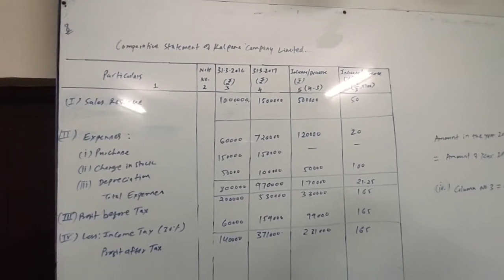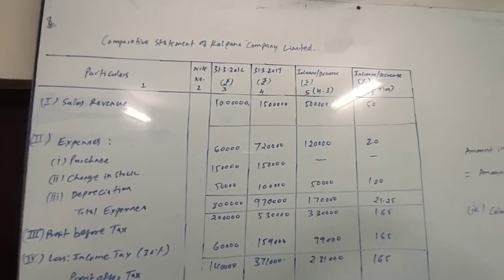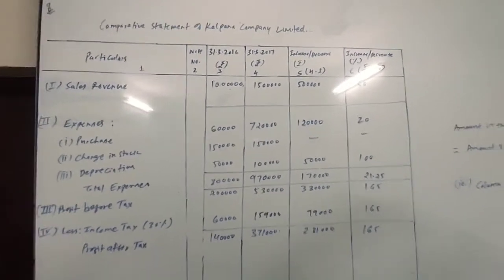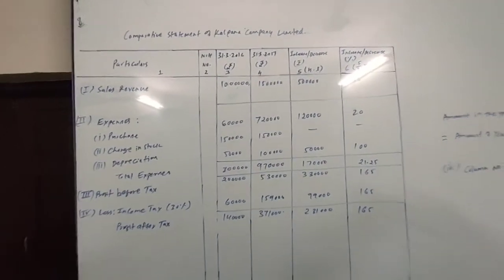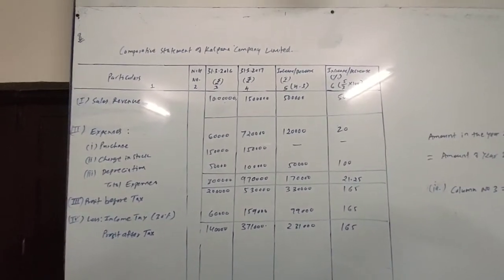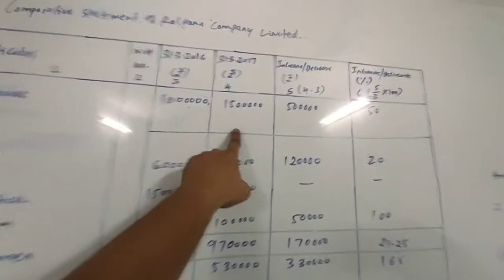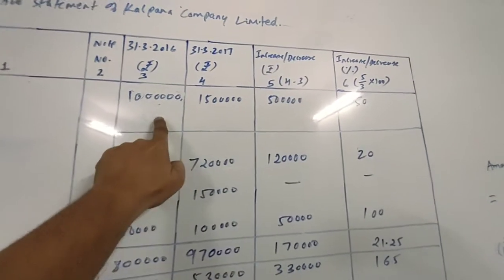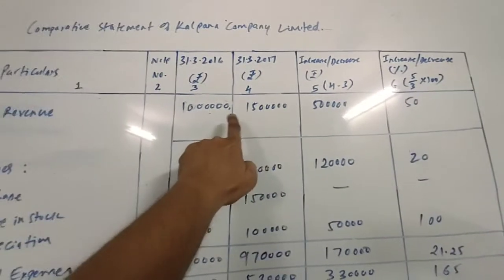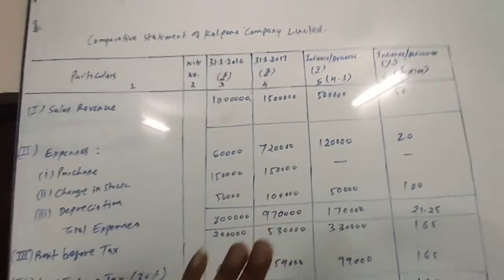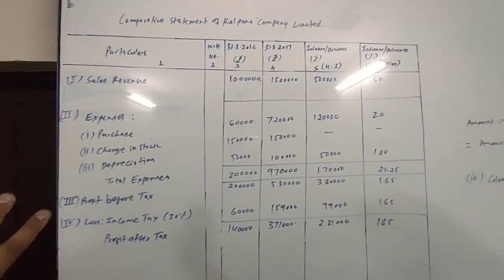Now this is the solved sum, comparative statement of Kalpana Company Limited. Now friends, first of all, sales revenue is given. Sales revenue of 2017 is given as 15 lakh, and the increase is given as rupees 5 lakh. 15 lakh and 5 lakh, and this amount is missing. So this we will find: 15 lakh minus 5 lakh, 10 lakh. Simple. And then the percentage is already given, so no need to do any further calculation.